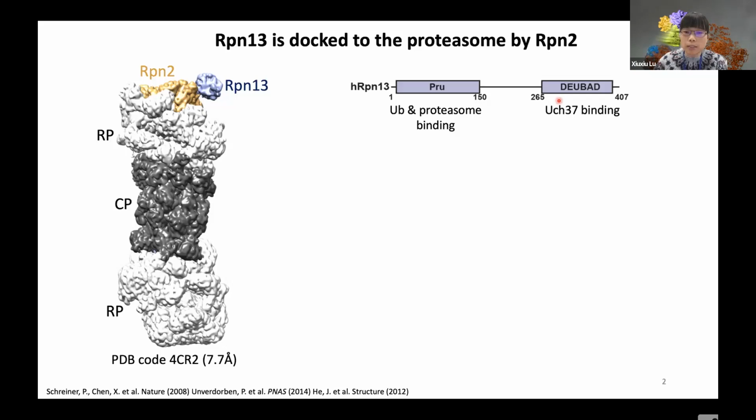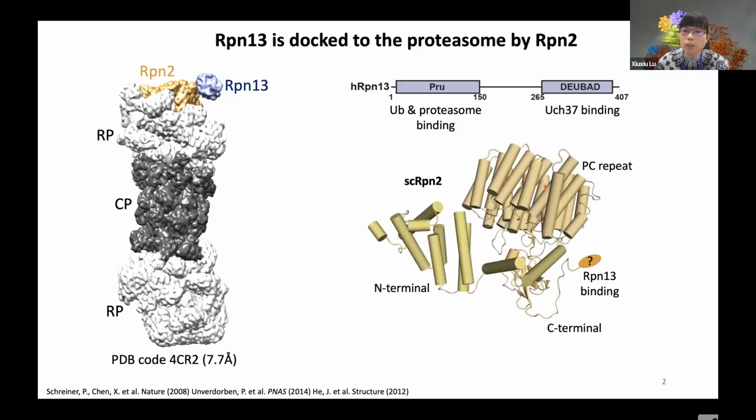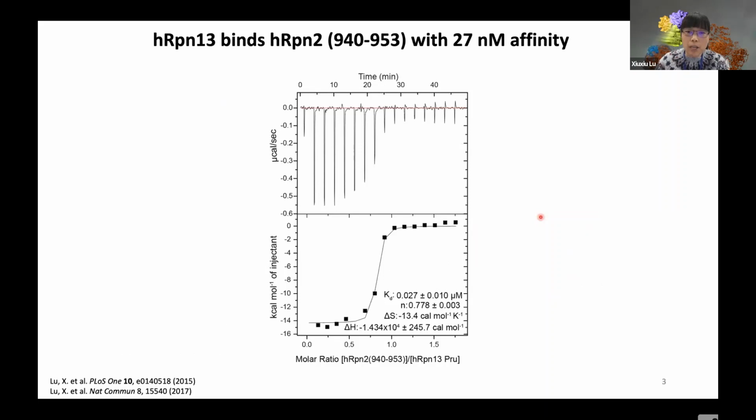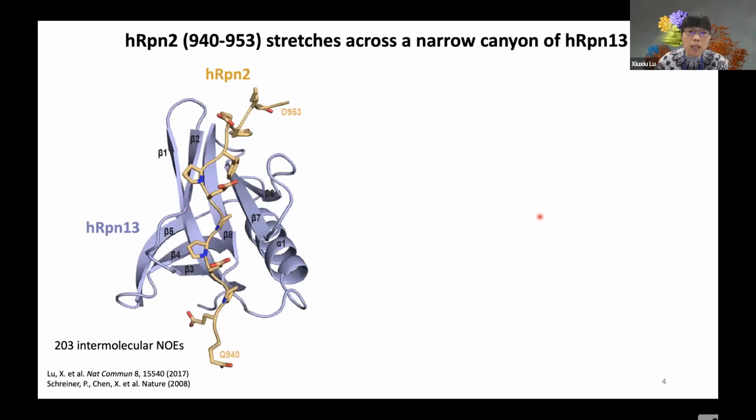When I started this project, only the crystal structure of RPN2 was reported, but the binding region of RPN2 to RPN13 was unknown. I was able to use NMR and chemical and biophysical assays to figure out that RPN2's extreme C-terminal 940 to 953 is used to bind RPN13 with 27 nanomolar affinity. This strong binding affinity enabled more than 200 intermolecular NOEs to be detected. So I calculated this complex structure by using restraints generated from intra and intermolecular NOEs. RPN13 is colored in purple and RPN2 is colored in light orange.